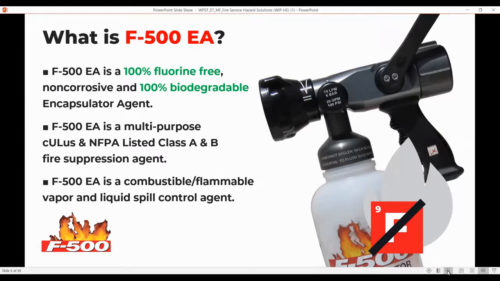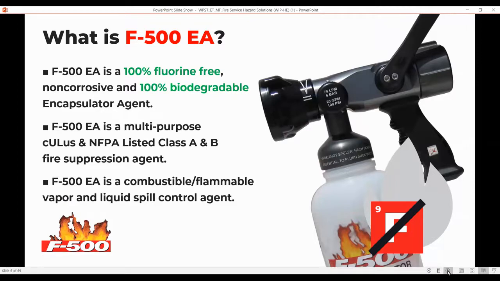So we're currently used by companies like Tesla, General Motors, Duracell, Honda, Hyundai, Mercedes, pretty much go through the EV vehicle market. I would say the vast majority of those customers are using F500 for lithium-ion battery fire protection at their facilities. The last thing, the flammable liquid spill control agent.